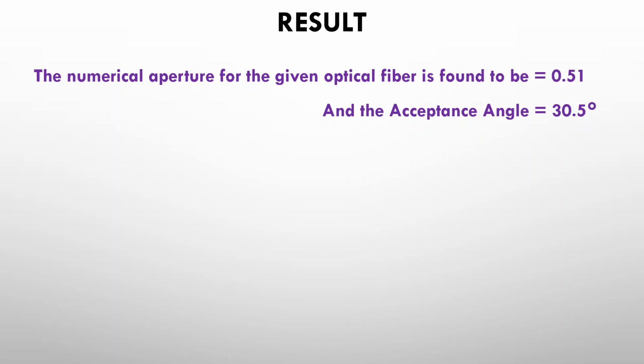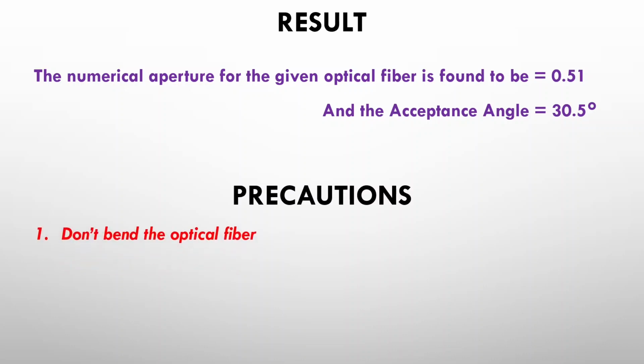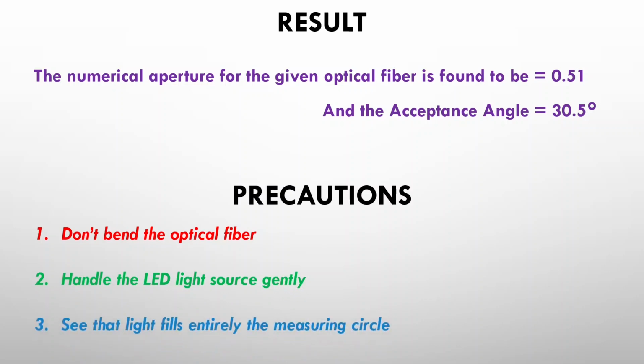The following precautions are to be kept in mind before performing the experiment. Too much bending of the fiber renders losses. Thus, don't bend the optical fiber too much. As the source of light is very important here, handle it carefully. While taking the readings, see that the light fills the measuring circle entirely.